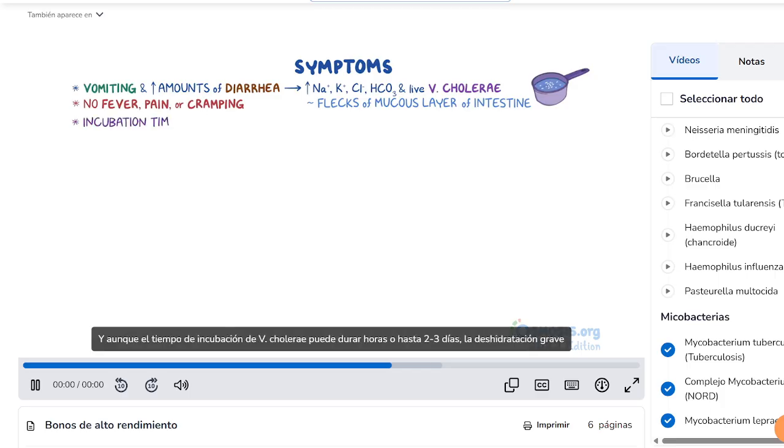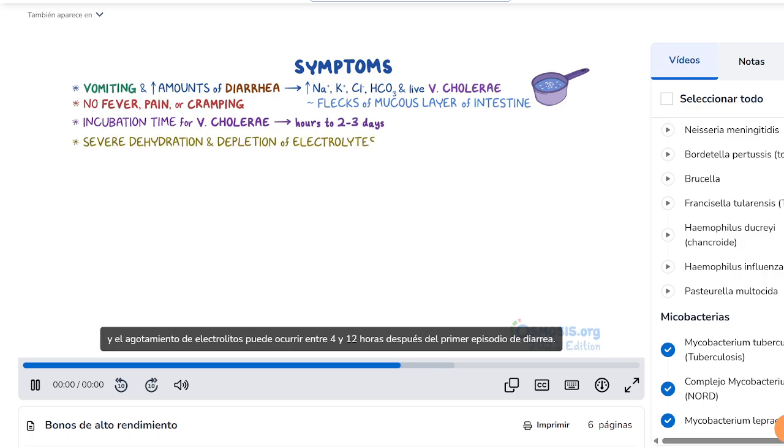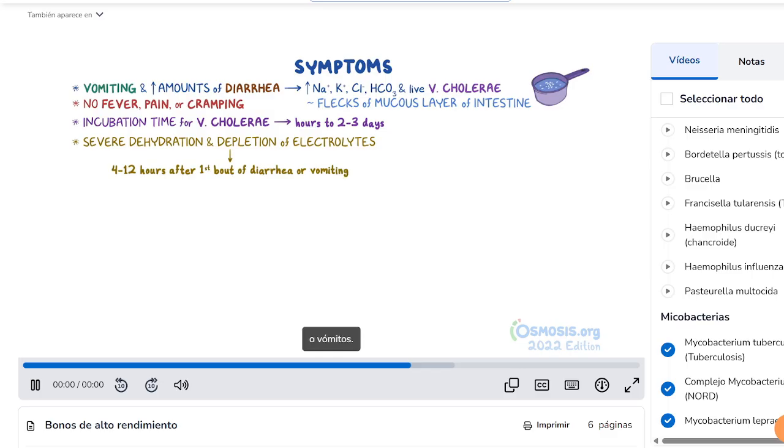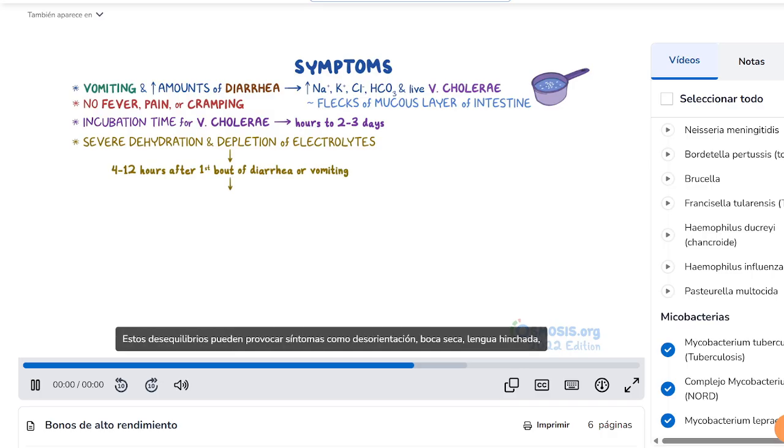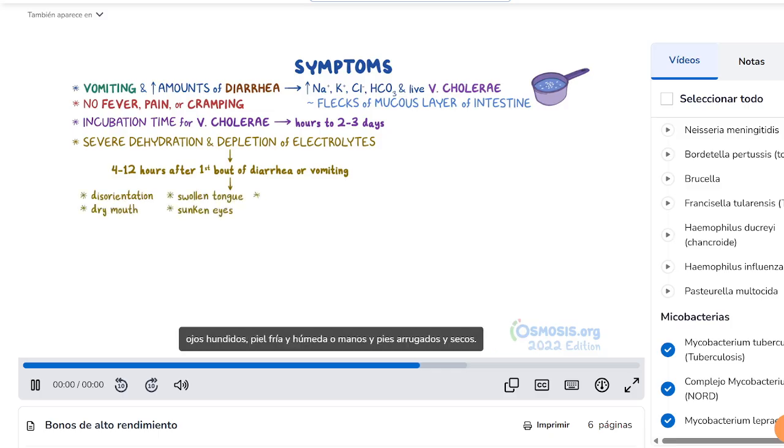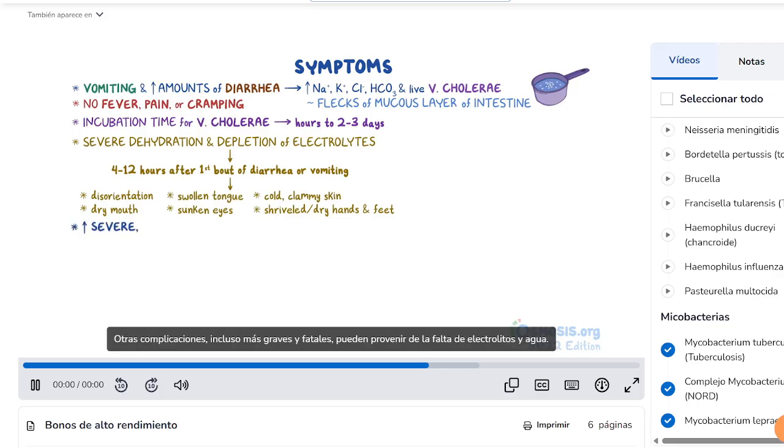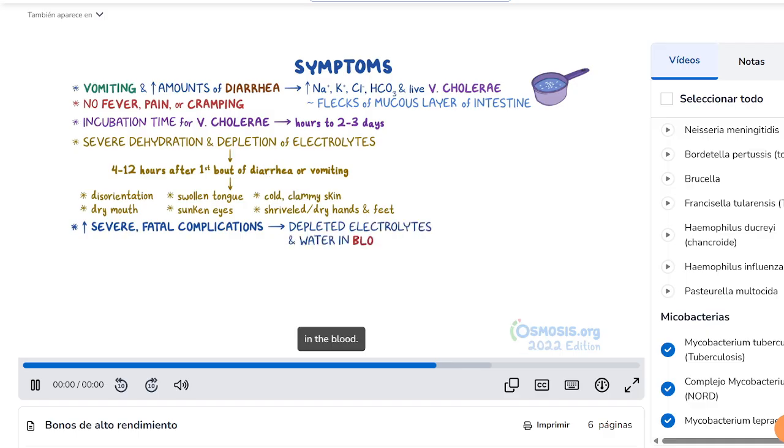And while the incubation time for V. cholerae can take hours to 2 to 3 days, severe dehydration and depletion of electrolytes can happen within 4 to 12 hours of the first bout of diarrhea or vomiting. These imbalances can lead to symptoms like disorientation, dry mouth, swollen tongue, sunken eyes, cold clammy skin, or shriveled and dry hands and feet. Other, even more severe, fatal complications can come from depleted electrolytes and water in the blood.